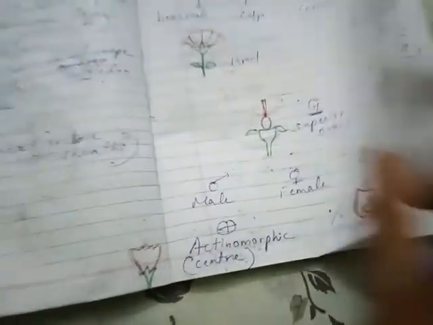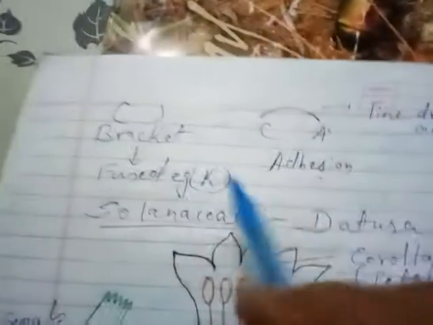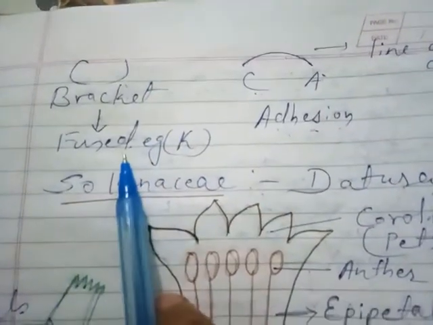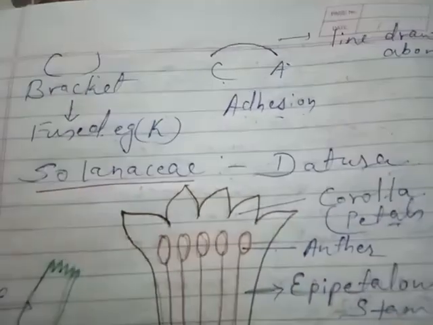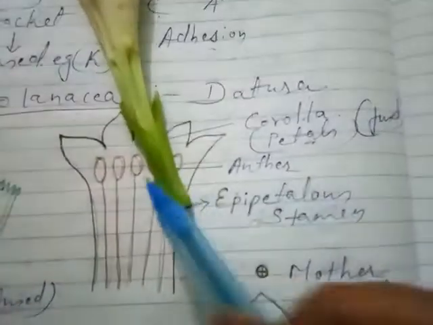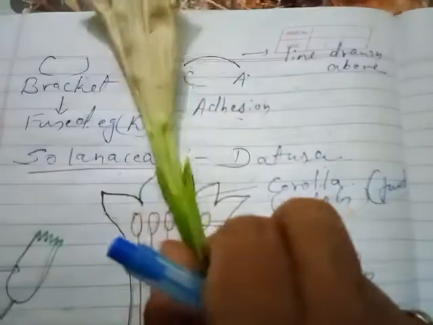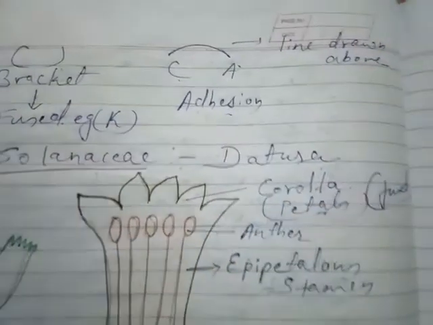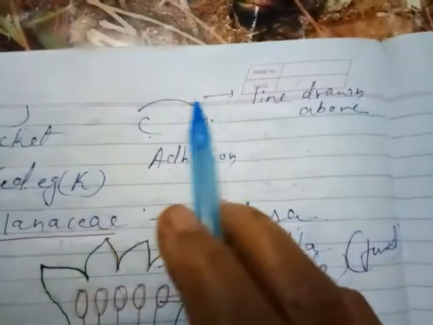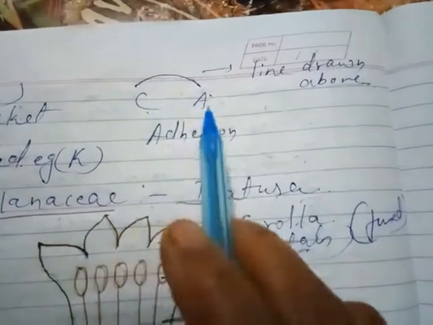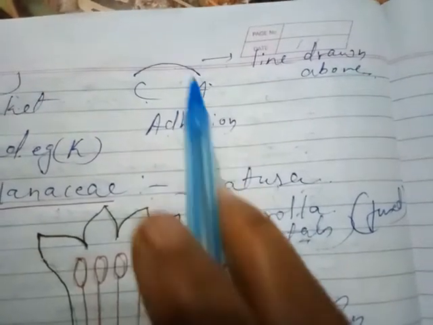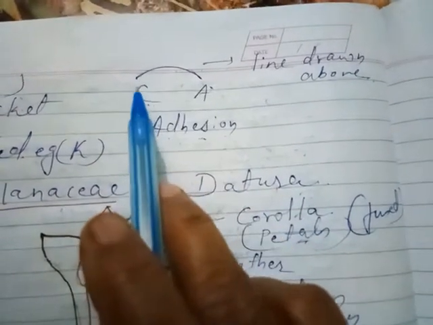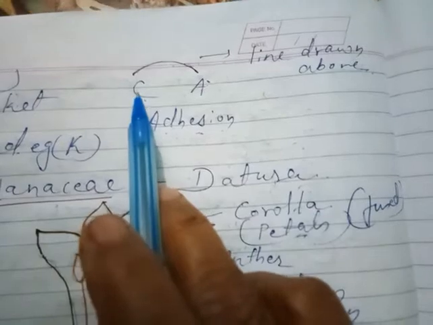Now let us see other symbols. If a bracket is used, it means the calyx are fused. Here you can see in the case of Datura, the calyx are fused, so a bracket will be used. Then if such a line is drawn above the two alphabets, corolla and androecium, it is called adhesion, that is, the androecium is joined with the corolla.